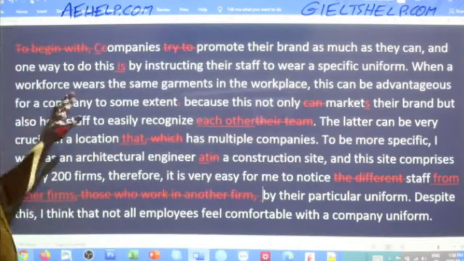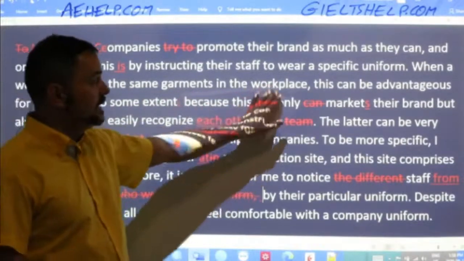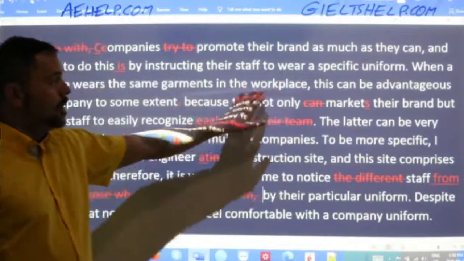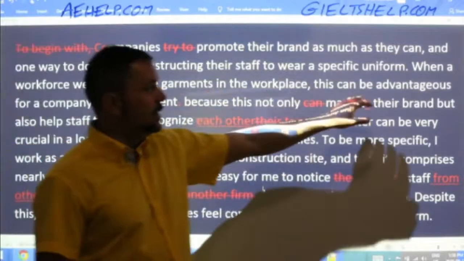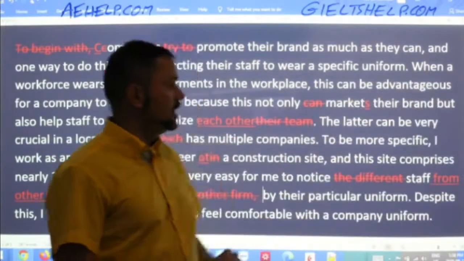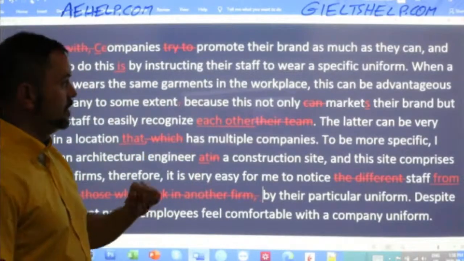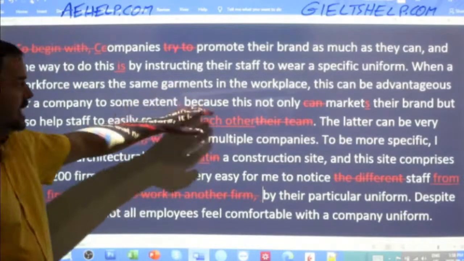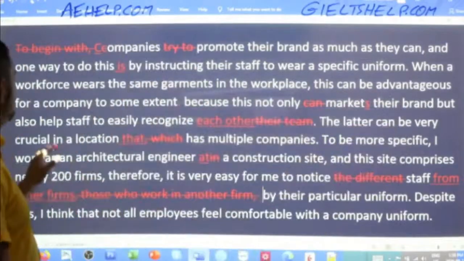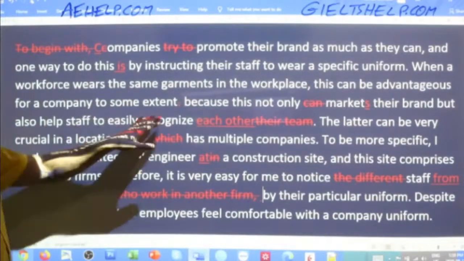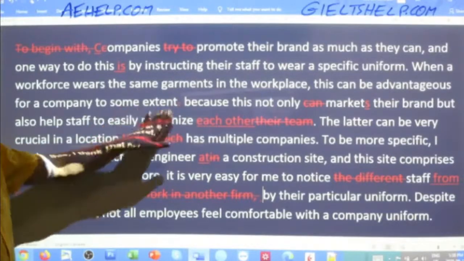When a workforce wears the same garment in the workplace, by the way, Hassan, this is a really nice complex sentence that you've created here with the subordinating conditional "when," okay? So it is solid writing, Hassan, and you'll find that out in a second when I give you your score for the paragraph, okay? So this can be advantageous for a company to some extent. Okay, here it's okay. This is good to some extent.